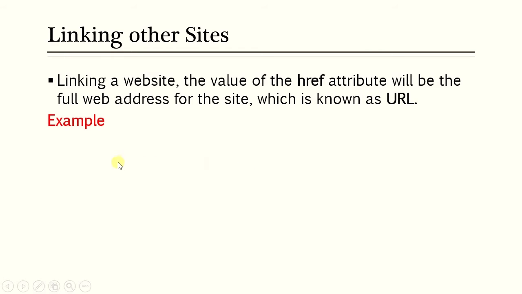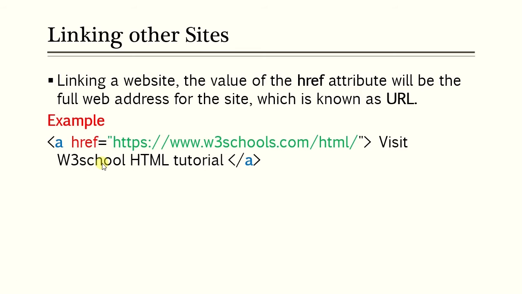Look at this example. Here, the value of the href attribute is w3schools.com/html. When the user clicks this text, that is, visit W3Schools HTML tutorial, he or she will be able to visit the W3Schools website.